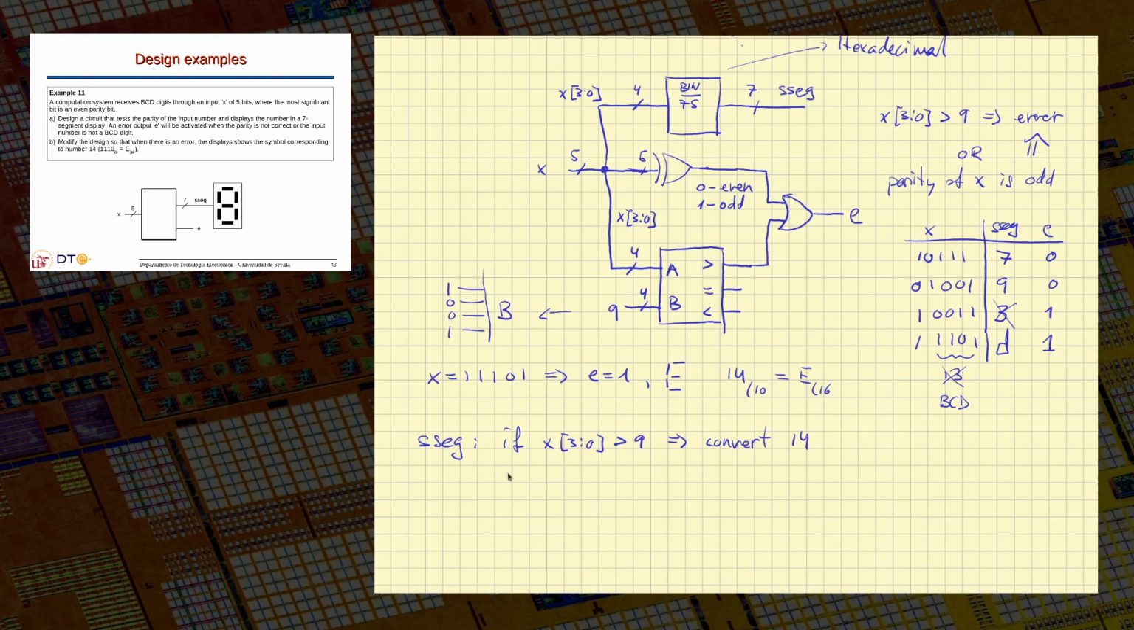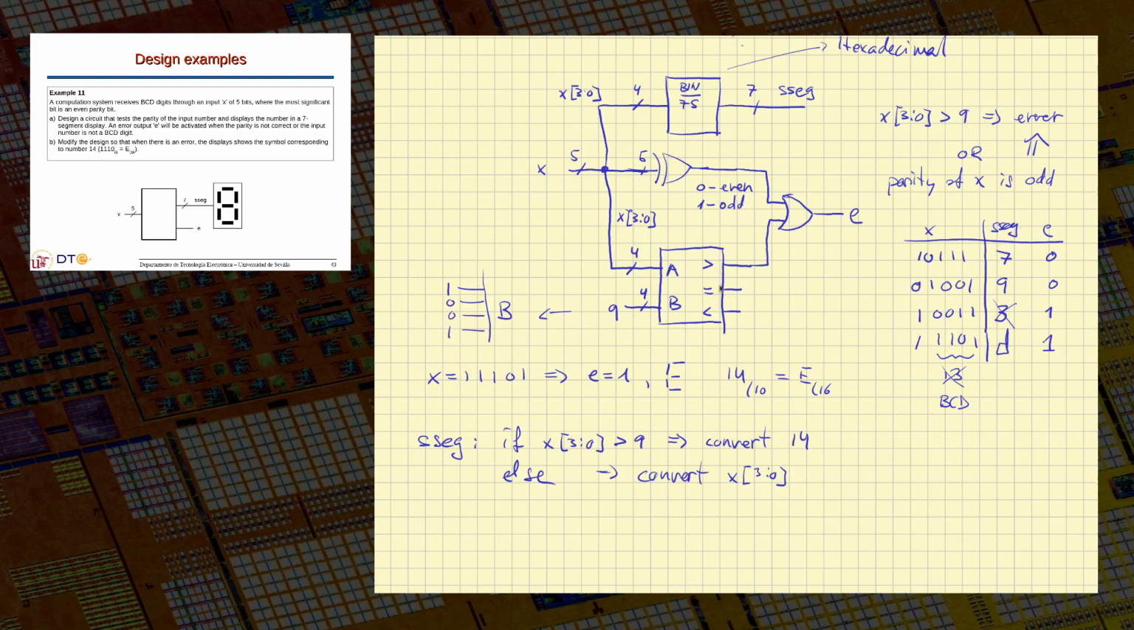If not, we just convert the original number, okay? And the rest is the same for the error, okay? If it's greater than 9, it's just the same.